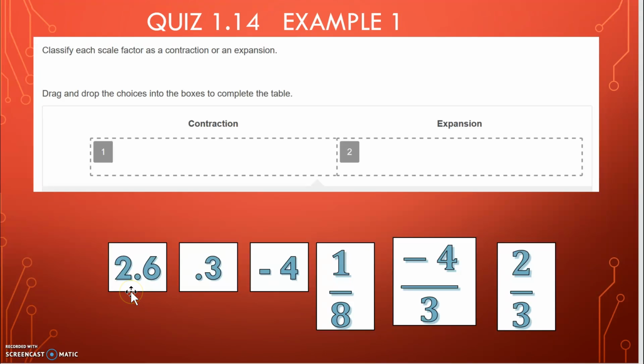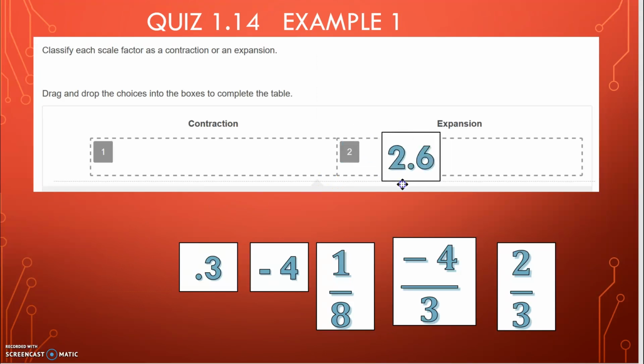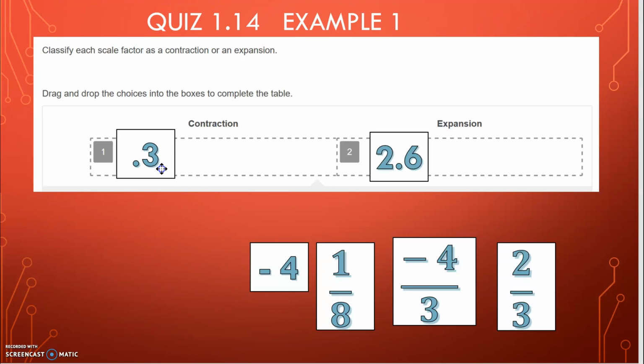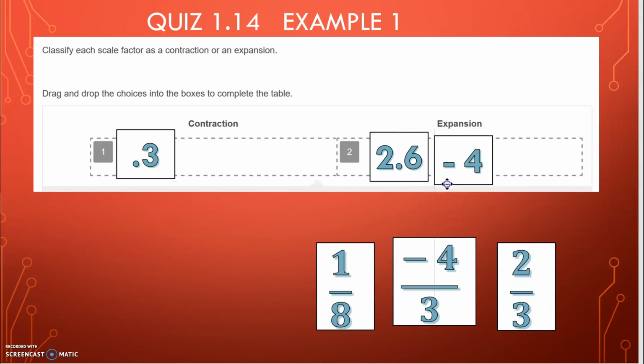2.6 is larger than 1, so that is an expansion. Alright, 0.3 is smaller than 1, so that's a contraction. Now, -4 is smaller than 1, but the negative does not factor in here except that it reverses the dilation. So this is still an expansion. It's going to get bigger, but the bigger version is going to flip.